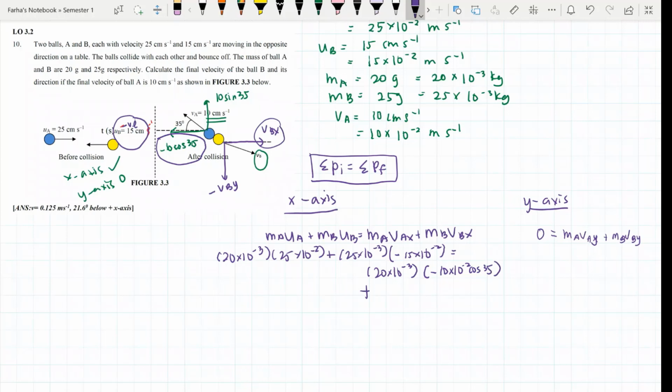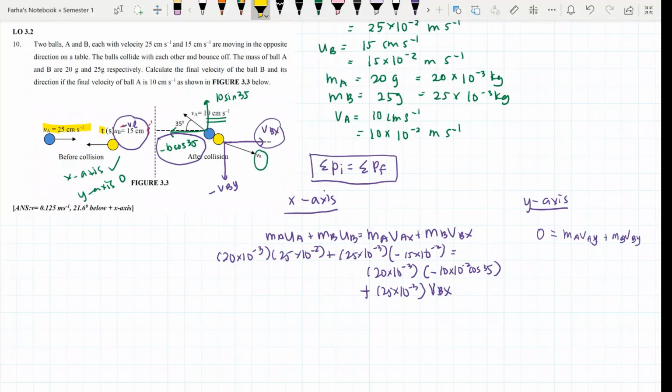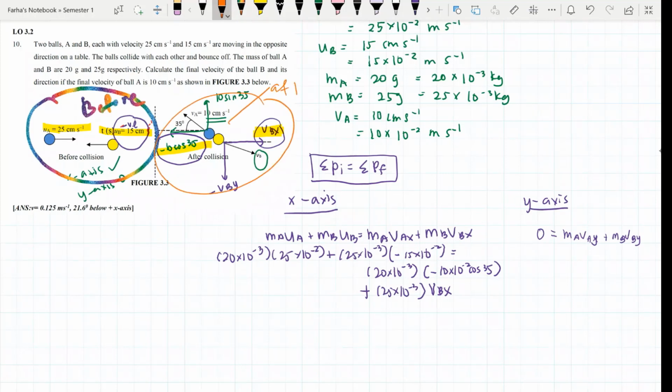Cos 35. Dan tambah dengan MB VBx, iaitu MB dia adalah 25 power of negative 3, darab dengan VBx. Yang saya highlightkan warna kuning ni semua adalah yang melibatkan paksi x. So before, after. Kemudian, saya akan selesaikan untuk dapatkan berapa nilai VBx. Dah senanglah ni. So dapatkan VBx, awak akan dapat 0.116 meter per second.